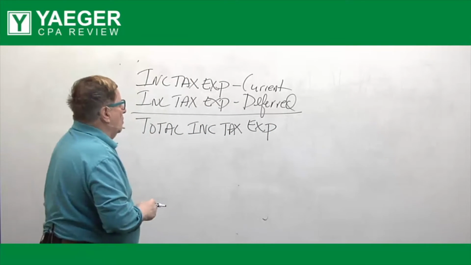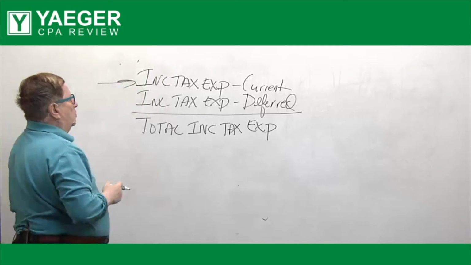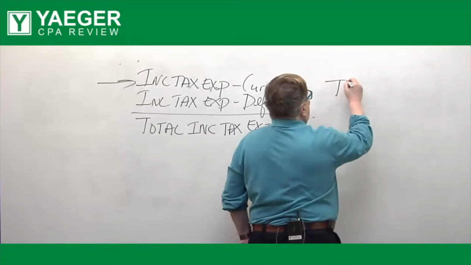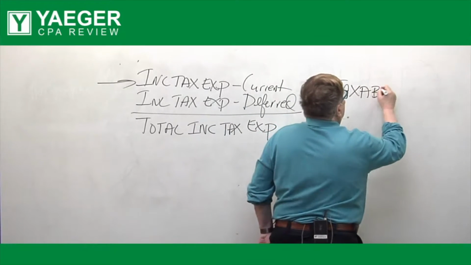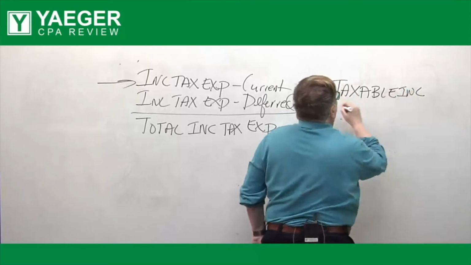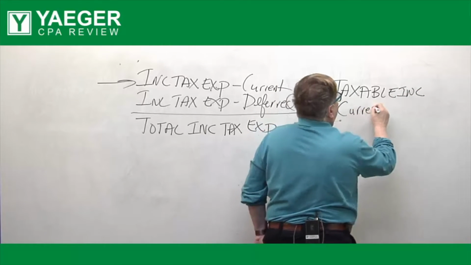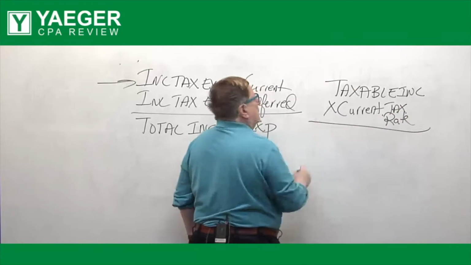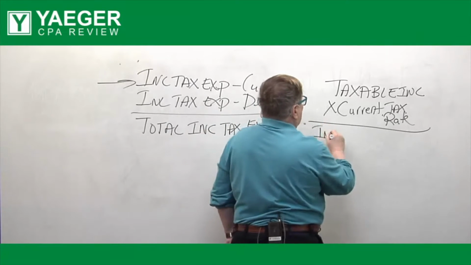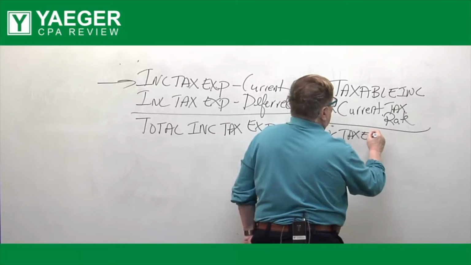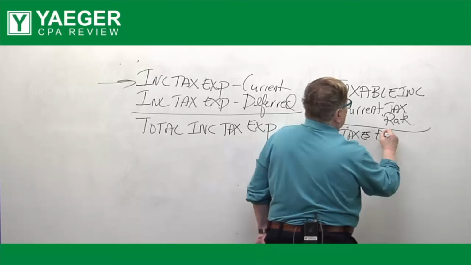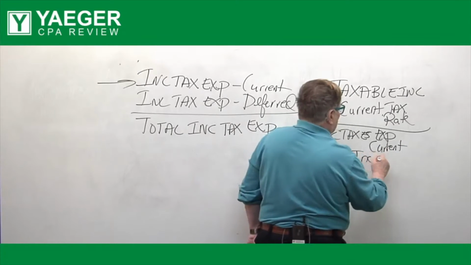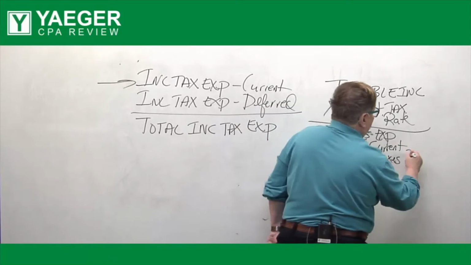Now, first of all, let's talk about the calculation of the first one. Income tax expense current is based on taking your taxable income times your current tax rate. And that will give you a debit to income tax expense current and a credit to income taxes payable.